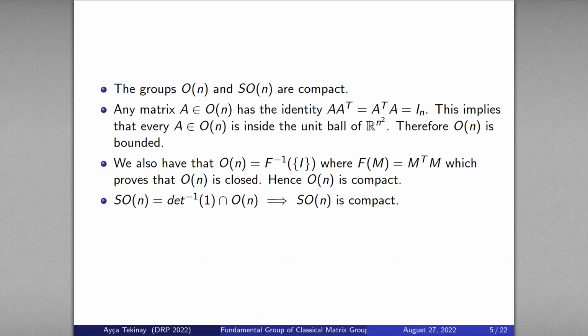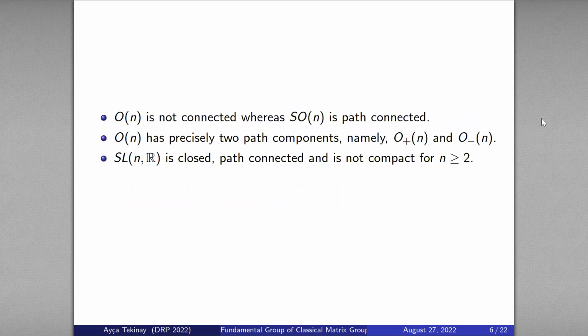We also have that function. We can construct this function, and it is a continuous function, f(M) equals M transpose M, which proves that O(n) is closed, hence O(n) is compact. The proof for SO(n) is also similar to that, because of the continuity of determinant.